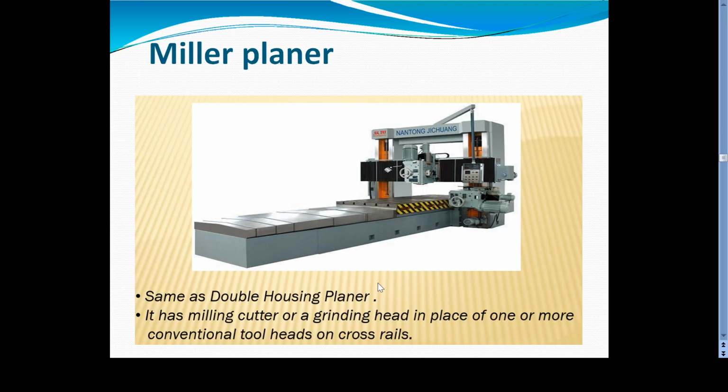Same as the double housing planer, the structure is the same, and a milling cutter or grinding head can also be used. Sometimes the grinding head is also used. That means you are changing the head of the double housing planer with the head of the milling machine or the grinding machine.